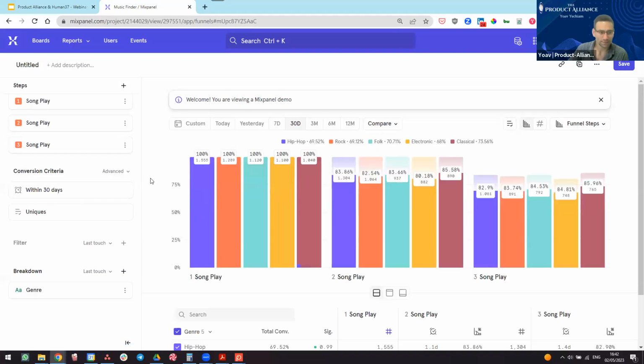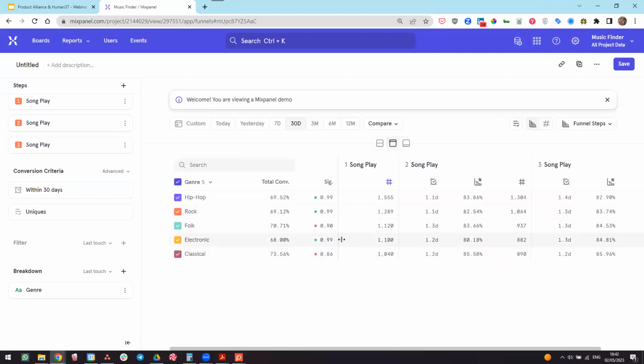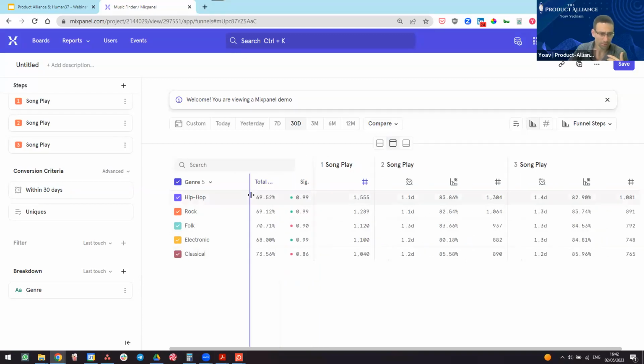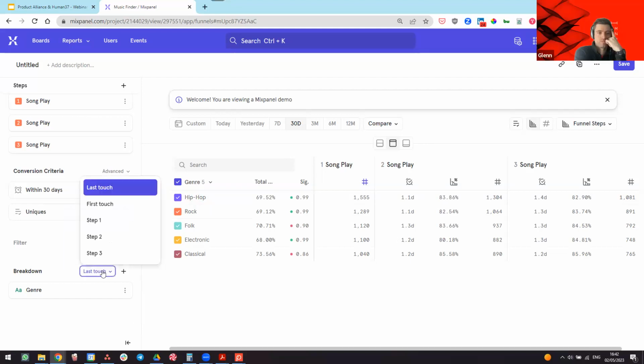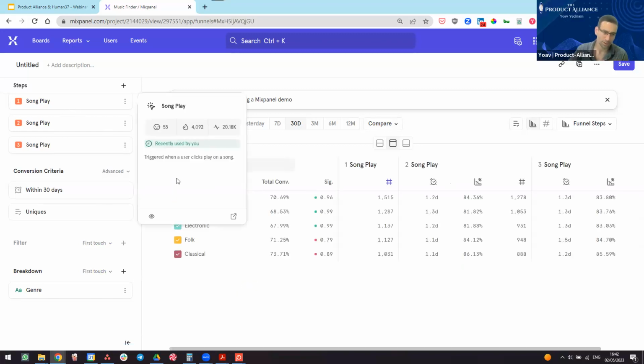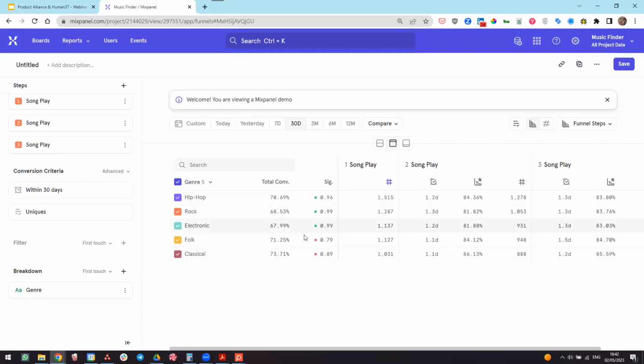Okay, and now I see, well, the display isn't that great, but I can see the conversion by each genre. So for conversion from hip hop, if all the songs are hip hop, I can decide if it's first touch or last touch. Again, I'm not going to go into all of them, but this time it's for the first touch. So if the first song is hip hop, rock, electric, whatever, what's the conversion rate?